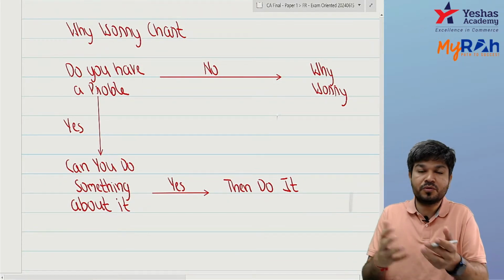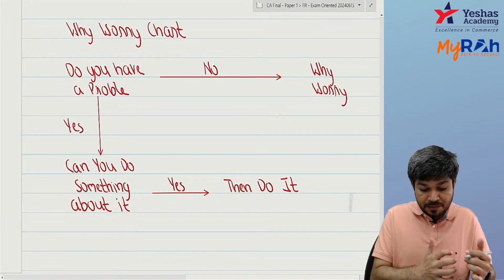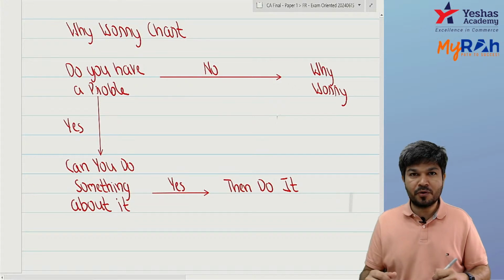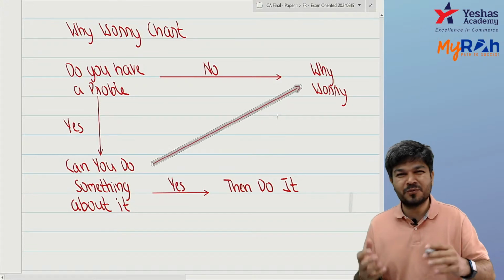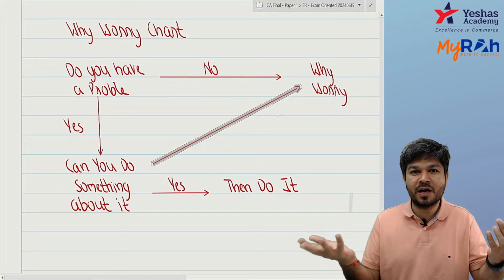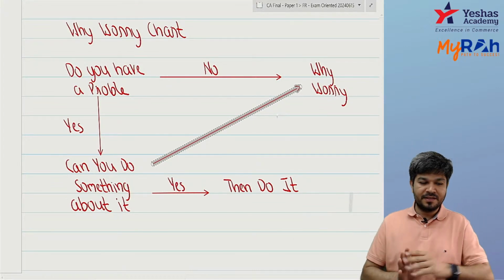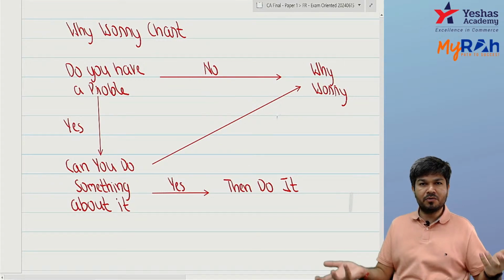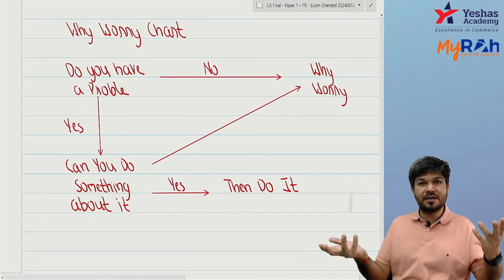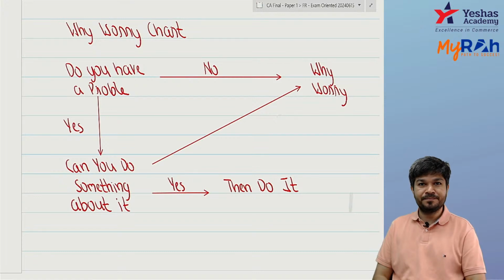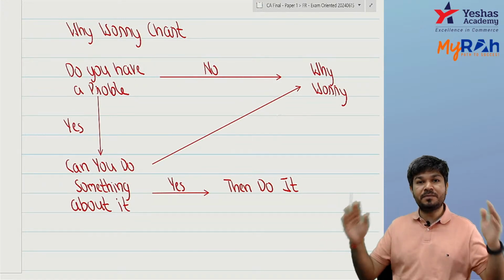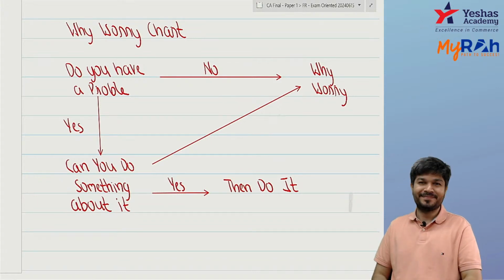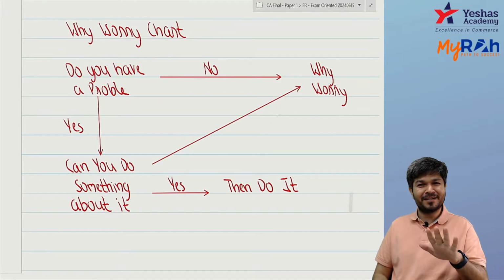So, do you have a problem? No, then why worry? If you have a problem, can you do something about it? Yes, then do it. And if at all you can't do anything about it, I know there's a problem, I can't solve it, there's no point breaking your head over something which you can't do anything about. Leave it na. जो होगा वो देखा जाएगा. God will do good for me only. If I know I can't do anything about it, please stop thinking about it and concentrate on things which you are doing. This is nothing but a why worry chart, a very simple thing.